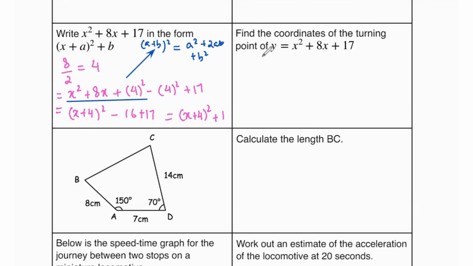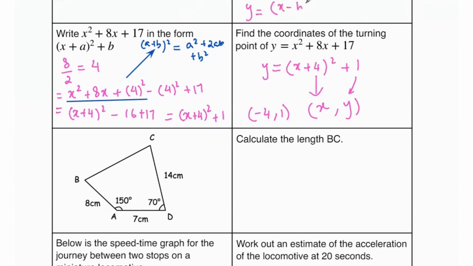Then it says find the coordinates of the turning point. The turning point of a quadratic equation is found using the completing square form. Completing square form over here is x plus 4 whole squared plus 1. This is your x coordinate of the turning point and this is your y coordinate, which means the turning point is -4 and 1. Now, the reason why it's -4, not positive, is because completing square form originally is x minus h whole squared plus k. It's supposed to be x minus, not x plus.